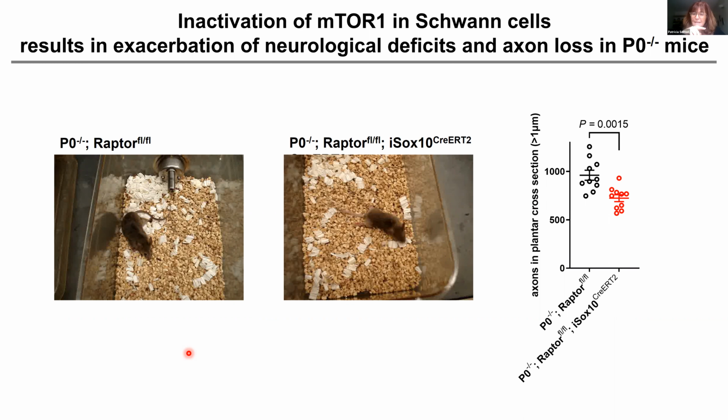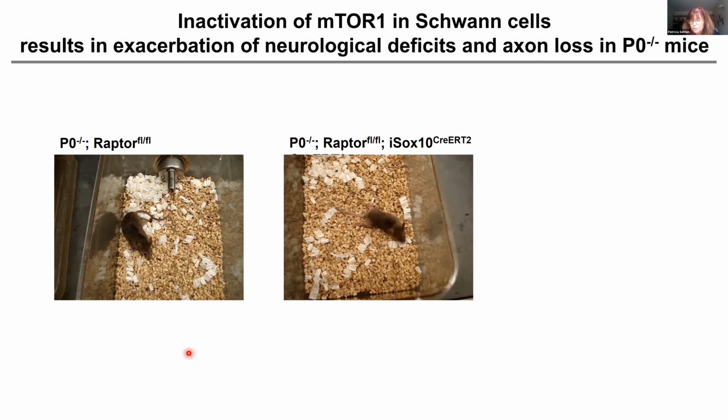Mm-hmm. But when you show the results in Wallerian degeneration, I didn't see so much proliferation of Schwann cells like in other models of Wallerian degeneration.